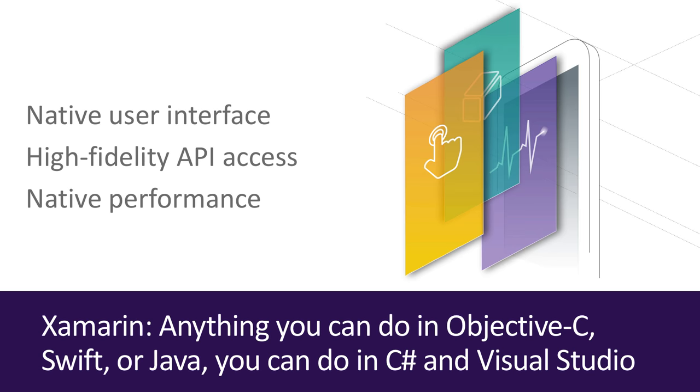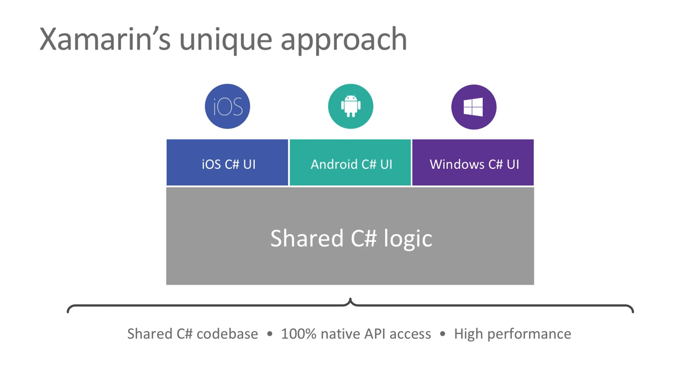So as it says here, anything you can do in those languages, you can do with C# and Visual Studio. So this is what the approach looks like, and this is really what drew me to the Xamarin stack, is the ability to share all that C# logic, all your business logic, your service calls, your processing, all that stuff can be done there. And then you create your platform-specific UI for those platforms, iOS, Android, Windows, etc. You still get that high performance, you still get the native API access, everything is there, but you start to share so much of what you're doing.